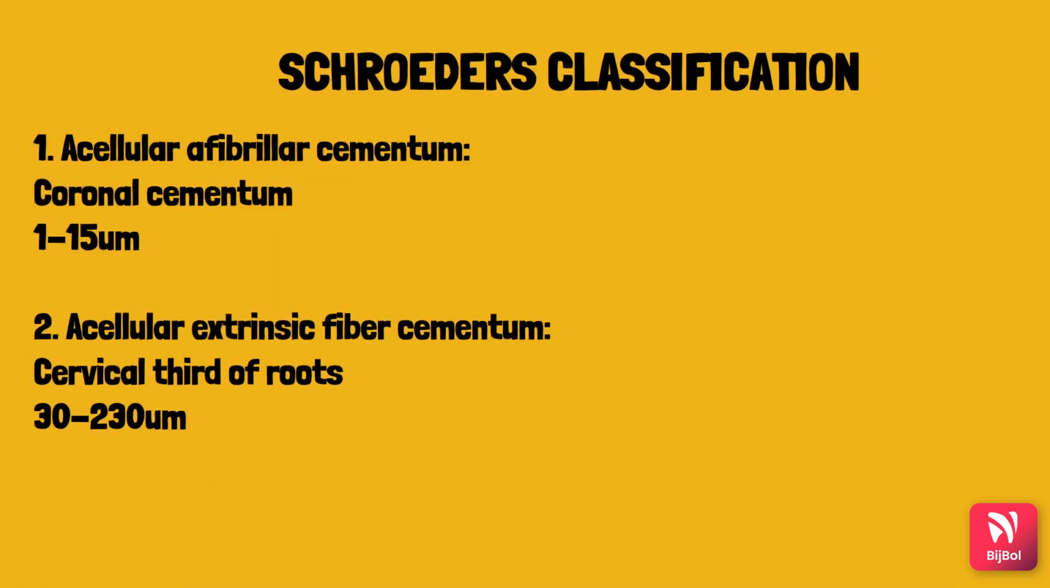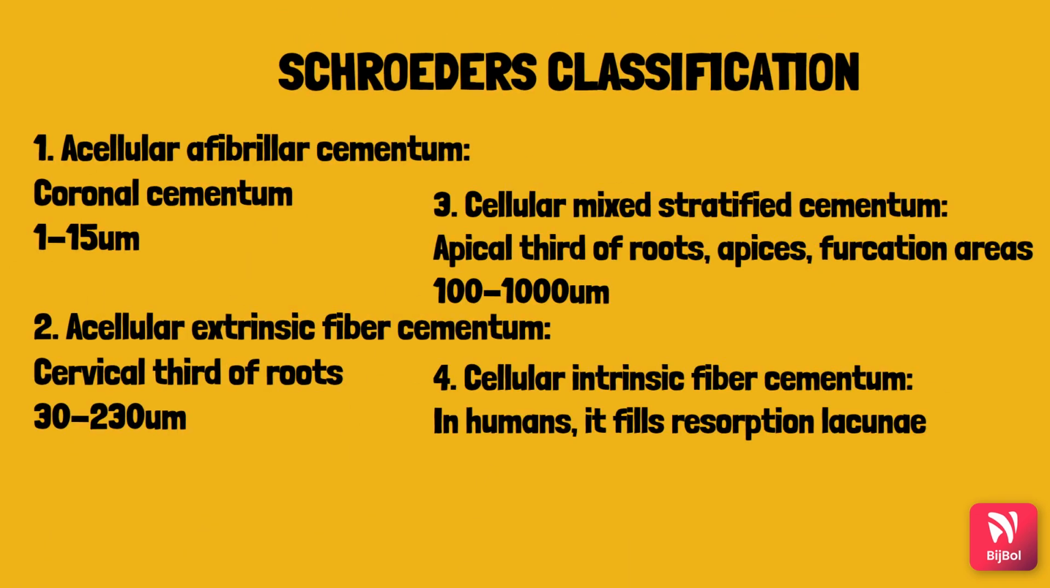The first one is the acellular afibrillar cementum. All the descriptions for these types of cementum lie in the name itself. It is acellular, it does not have any cells. It is afibrillar, it does not have any fibers, neither extrinsic fibers nor intrinsic fibers. It is found as a coronal cementum and its thickness ranges from 1 to 15 micrometer. Next one is acellular extrinsic fiber cementum. It does not have cells but it has extrinsic fibers, that is the Sharpey's fibers, and it is found in the cervical third of the roots. Its thickness is between 30 to 230 micrometer.